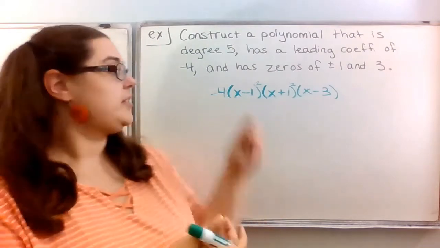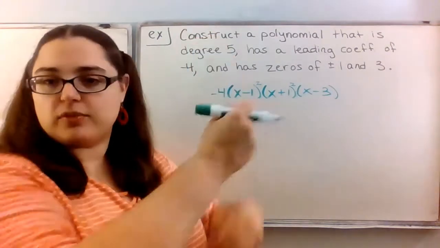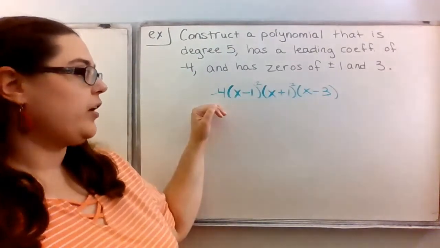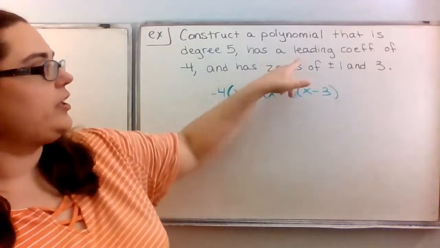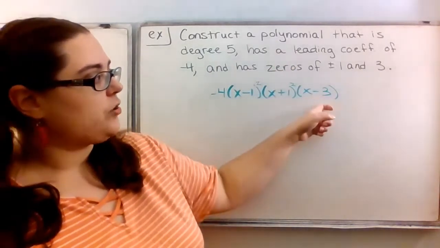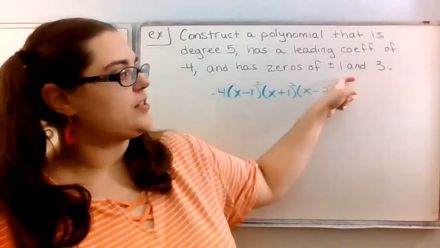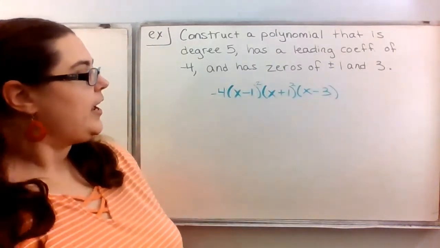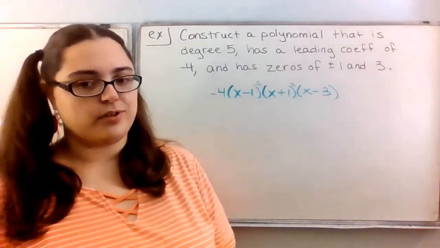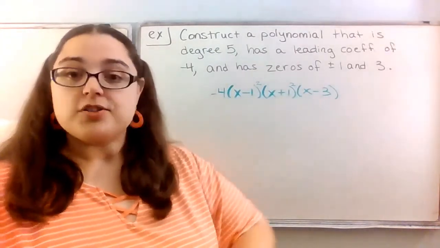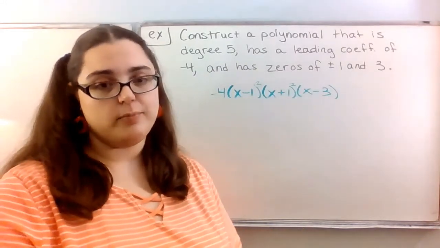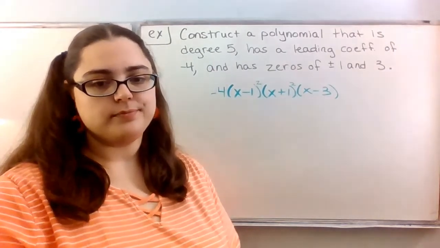All it's going to do, in this case, is a vertical stretching and reflecting, right? Going back to our transformations. So this -4 in front is going to ensure that we have our leading coefficient of -4. These 3 factors are going to ensure that we have these as our roots, as our zeros, and the exponents that we've chosen are going to lead us to a polynomial that has degree 5. So we're going to do another example, but before we get there, let's look at a theorem that's going to come into play.